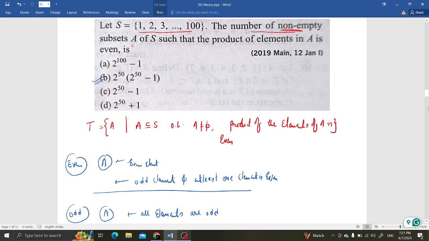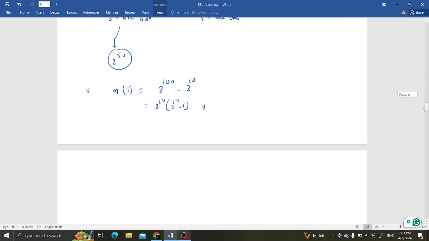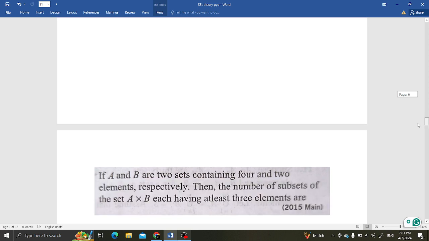I hope you understand this question. It may be possible that in the place of set S, they give some other different sets. Same thing we need to do. Same process. Move on to the next question.